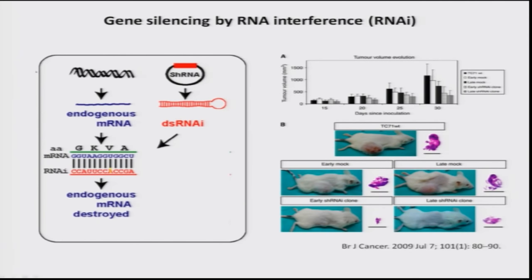So, this way we can target any of these. You can make either an RNA duplex and introduce it inside the organism or the cell, where the RNA is targeted, or you can make constructs which keep on making such RNA duplex, and then the cell is able to degrade the target sequence, right.